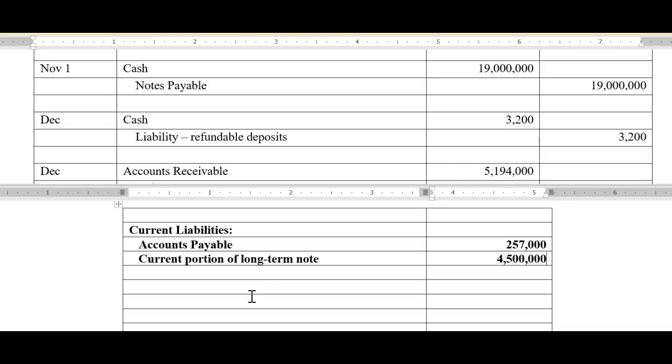The remaining balance, the $14.5 million we're issuing bonds for, would definitely have to be long-term because we know about it before the date of the publication of our financials. All right, it's a subsequent event, so we know it's going to happen.